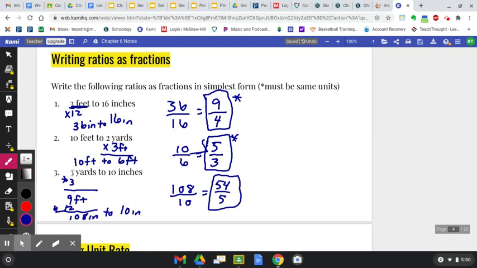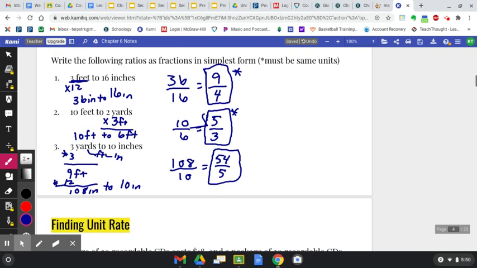In number 3, we have to go from yards to feet to inches, right? So there's 3 feet in a yard. So I times by 3, that gives me 9 feet. And then there's 12 inches in every foot. So 9 times 12 gives me 108 inches in 3 yards. So my ratio is 108 over 10. And if I reduce that, it is 54 over 5.